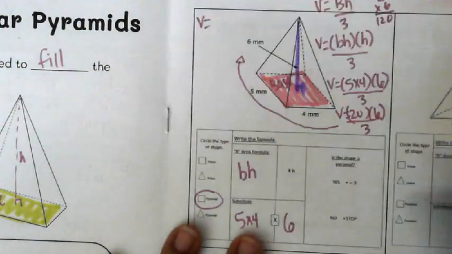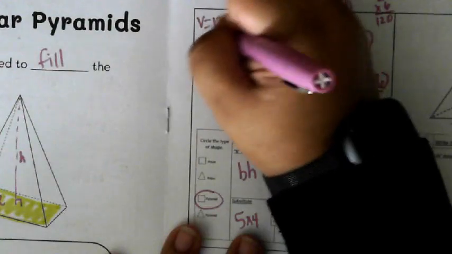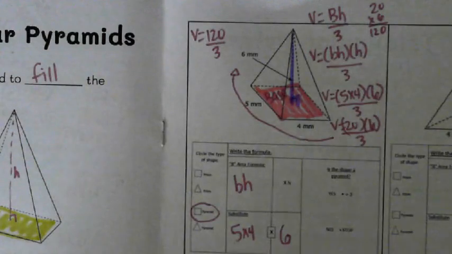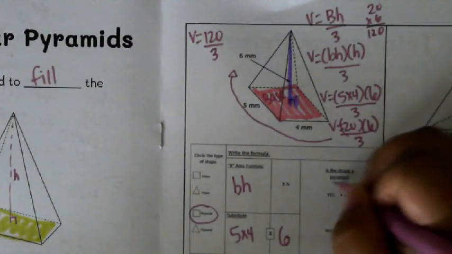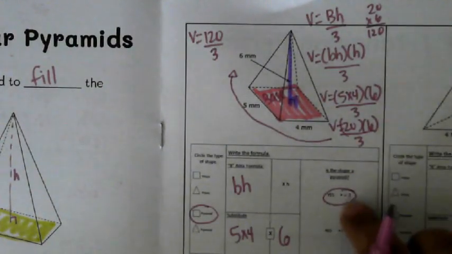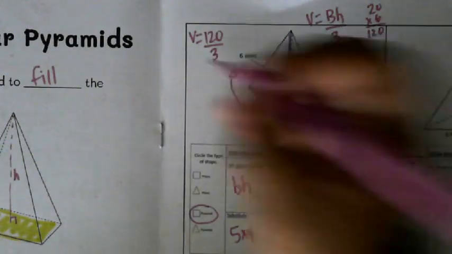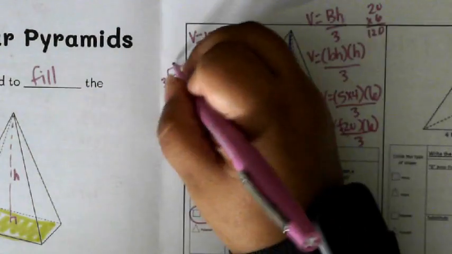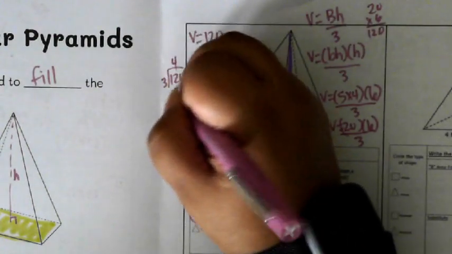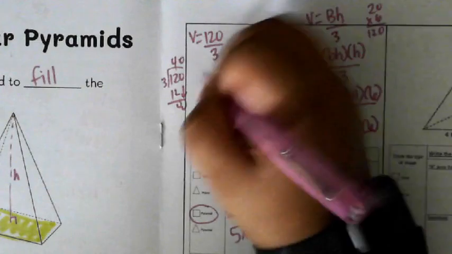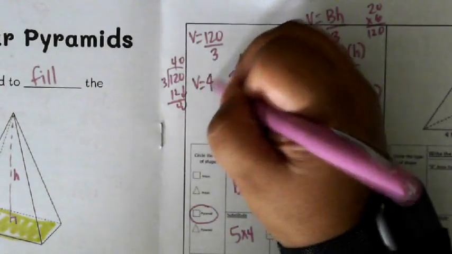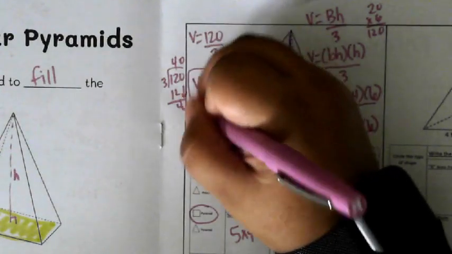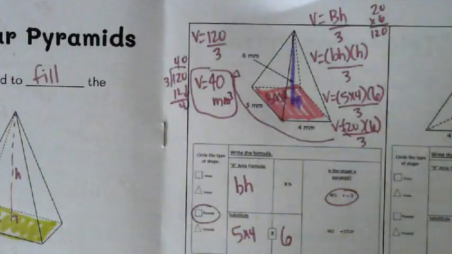Now, remember, it's a pyramid, so this is why we're dividing by 3, okay? I'm going to do 120 divided by 3 over here. 3 can go into 12 4 times. Okay, so that means that my volume is 40 millimeters cubed. Okay, that's the final answer. Okay, all right. Pause if you need to. I'm going to go to the next question.